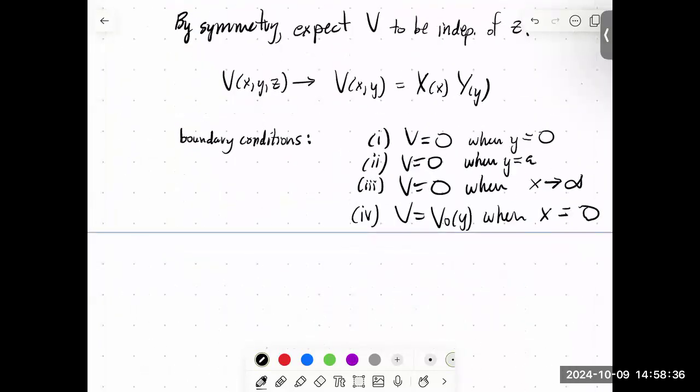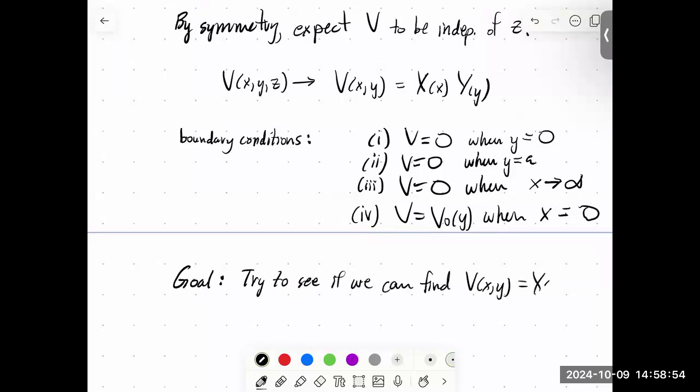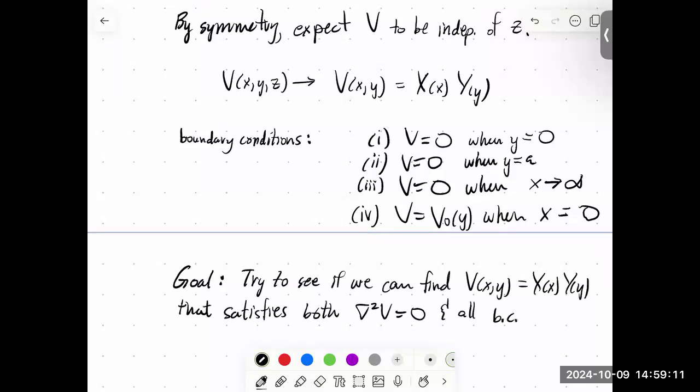Okay, goal. We won't finish it today, but we'll start. Try to see if we can find v of x, y equal to X times Y that satisfies both Laplace's equation and all boundary conditions.